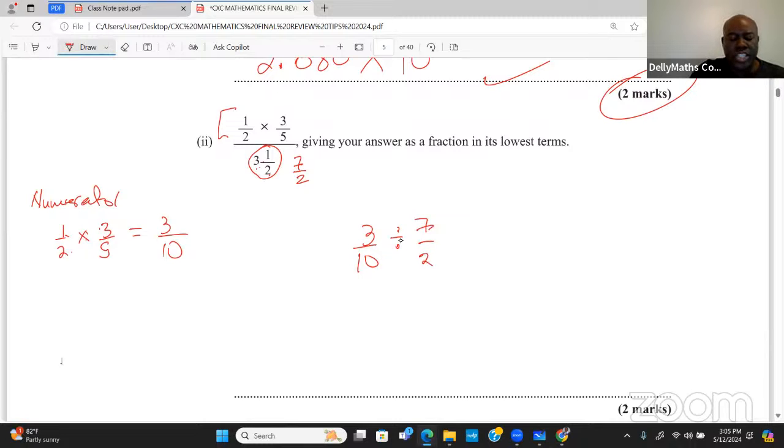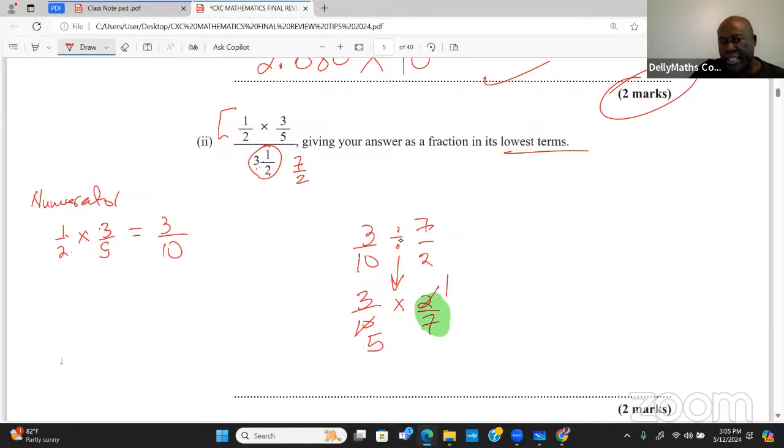Remember that when we divide, we change our division to multiplication. So we have 3/10 times 2 over 7. So we change our division to multiplication, and then we reciprocate the fraction that comes after the multiplication. And from here, they did say in lowest form, so if there's anything that can be canceled, for example, 2 into itself, 1, 2 into 10, that's 5.